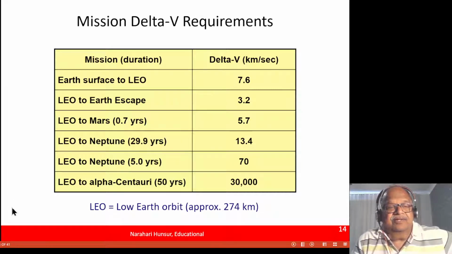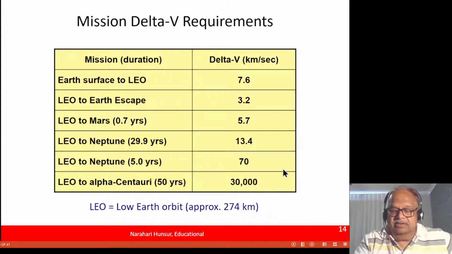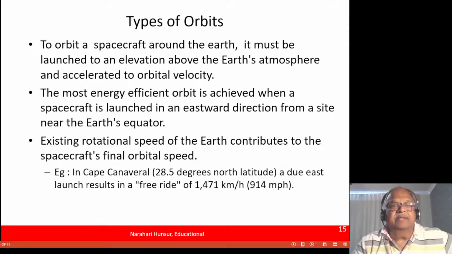Okay, just for interest, let's say you have managed to do something to go to Alpha Centauri, one of the nearest stars available to us. It'll take you 50 years, and the velocity increment needed is about 30,000 kilometers per second. So this is just a matter of interest. I thought I'd put it there.